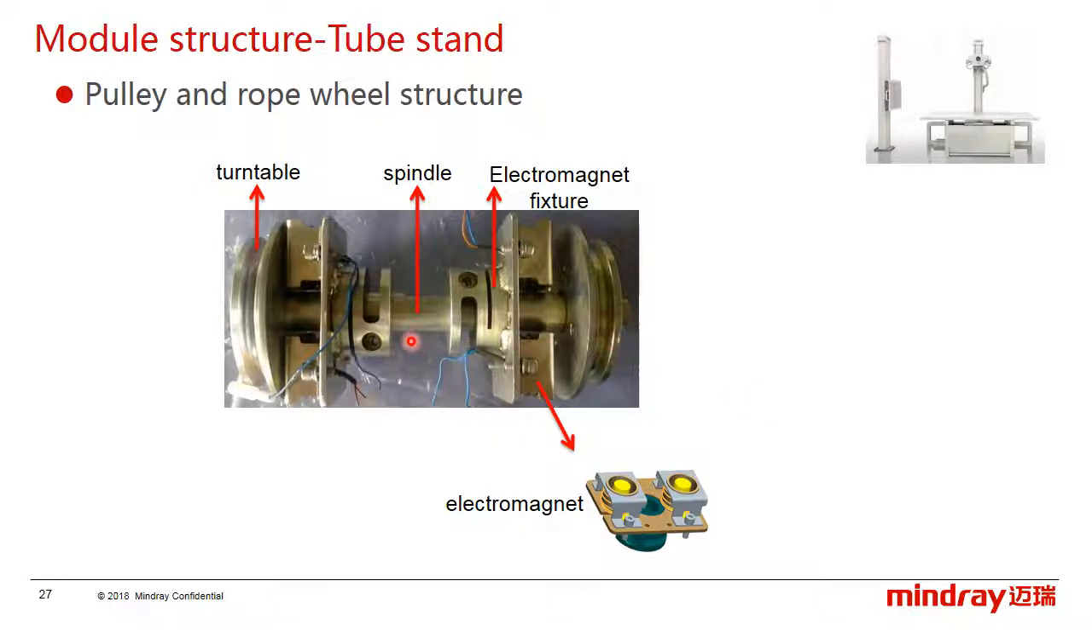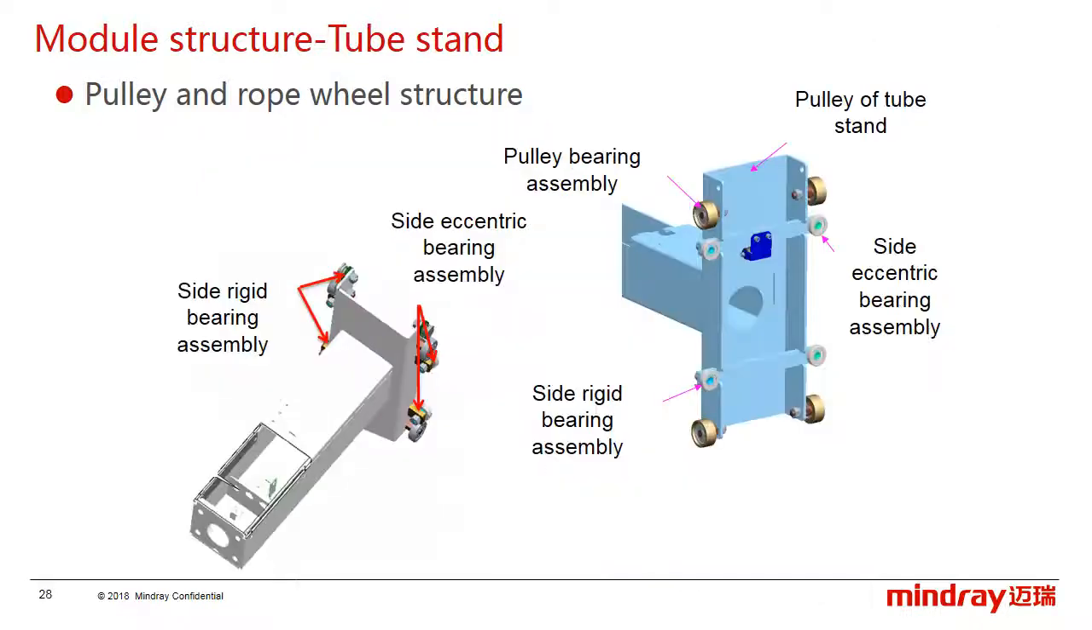So, how do the electromagnets achieve the brake function? There are two groups of electromagnets on the top of the tube stand, and the spindle rotates to drive the tube assembly up and down via two steel wire loops. When the electromagnet switches on, it will pull in the turntable and the tube assembly.